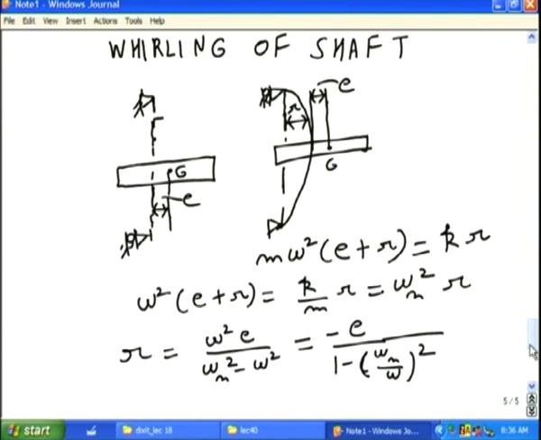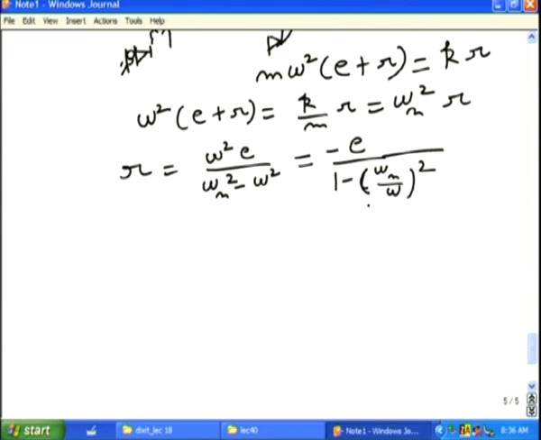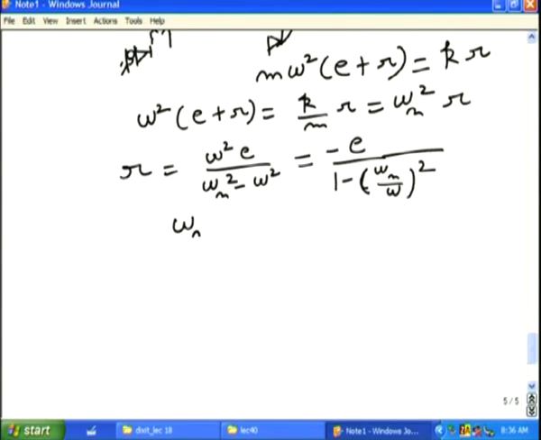If the operating speed omega coincides with omega n, then R will tend to be infinite. So, the condition of resonance will occur and the shaft may break also because of the excessive vibrations. However, if omega is much larger than omega n, then omega n by omega tends to 0 and R tends to minus E.